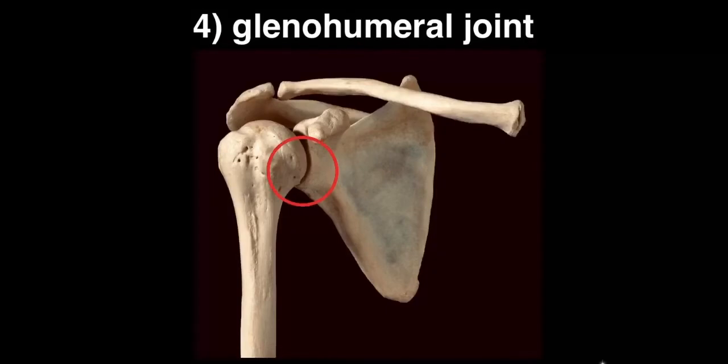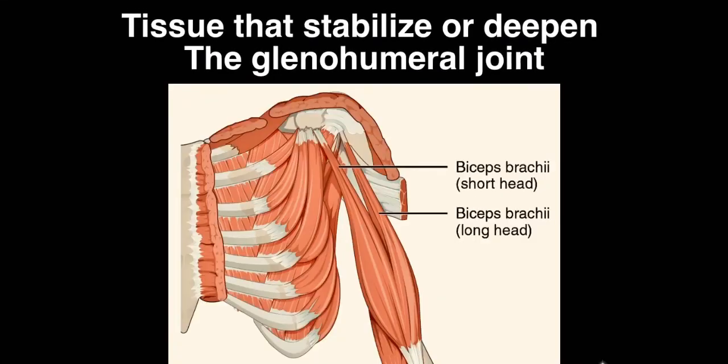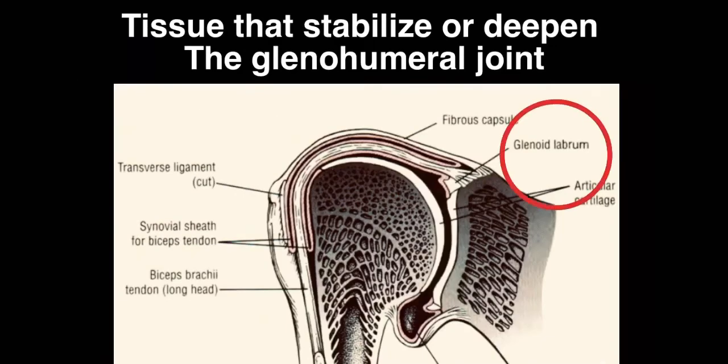4. Glenohumeral joint. The glenohumeral joint is the articulation formed between the large convex head of the humerus and the shallow concavity of the glenoid fossa. Tissues that stabilize or deepen the glenohumeral joint: the rotator cuff muscles, long head of the biceps, coracohumeral ligament and capsular ligaments, and the glenoid labrum.